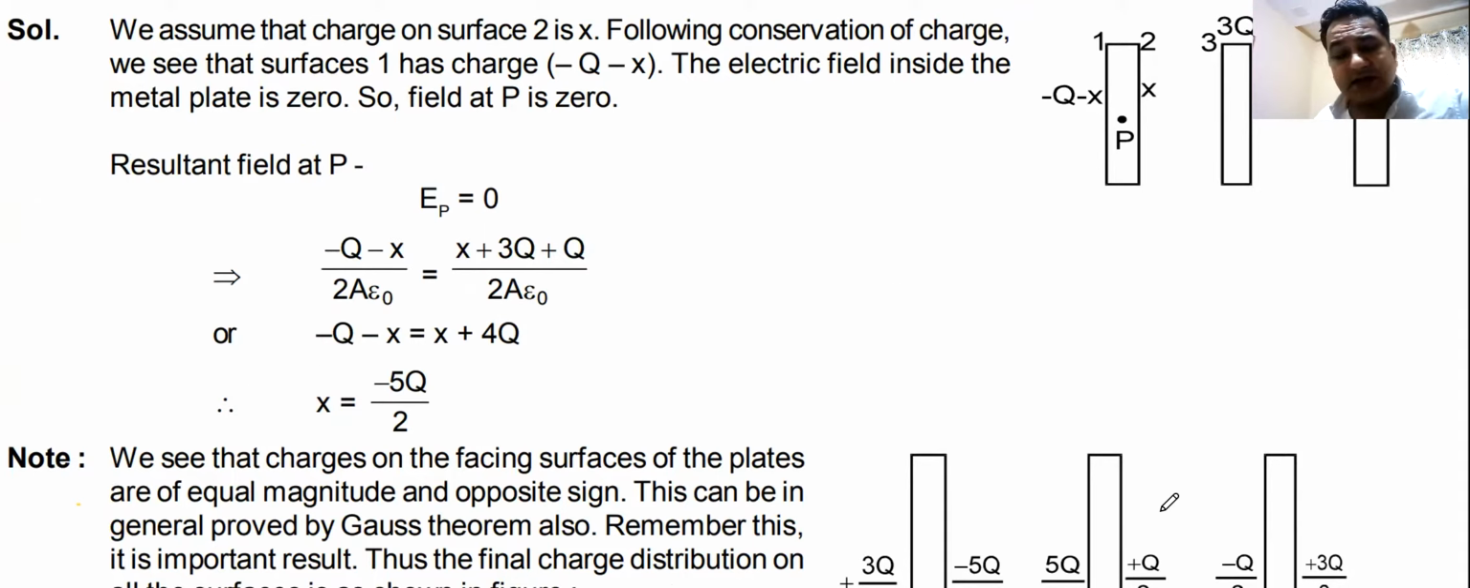The next class we'll start with the topic of capacitance. We'll try to wrap it up in a class or two. Then we'll start with electric current, and then probably we'll move on to magnetic field and EMI. 5, 6 classes. I'll try to wrap it up.